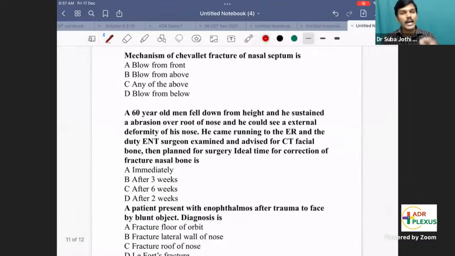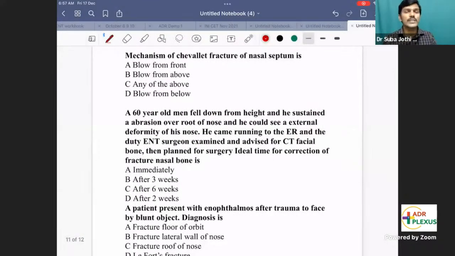Now we can rush through a few questions which we discussed. Mechanism of Chevallet fracture of nasal septum is? Anyone? So the answer is D, blow from below.